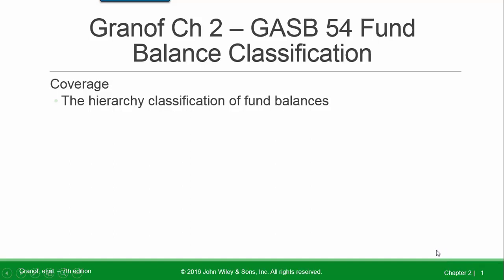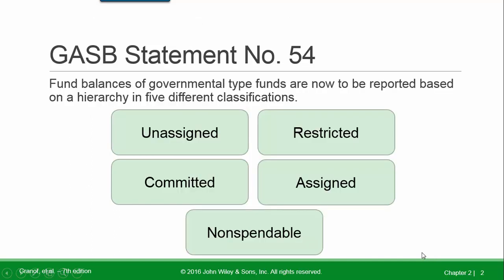Granoff Chapter 2, GASB 54 Fund Balance Classification, the Hierarchy Classification of Fund Balances. Fund balances of governmental type funds. This is limited to the 5 governmental funds: general, special revenue, capital project, debt service, and permanent. These are now to be reported based on a hierarchy in 5 different classifications.